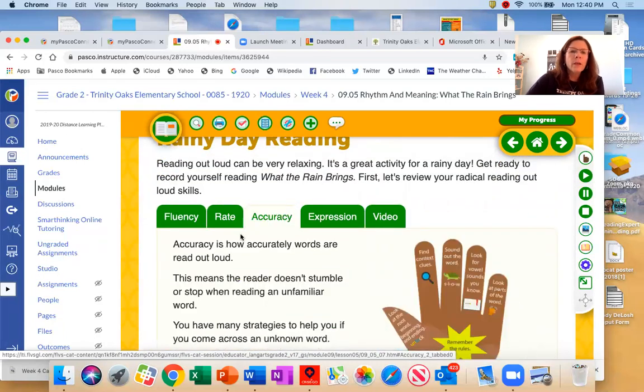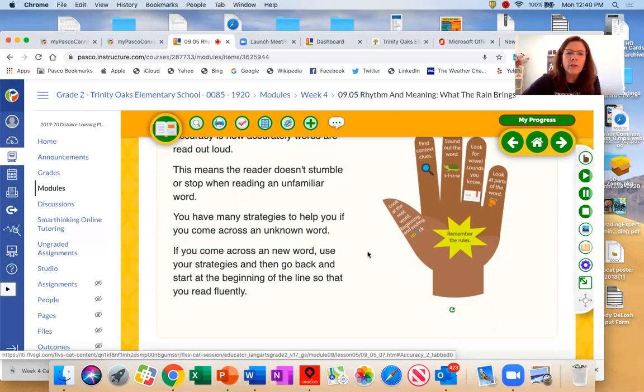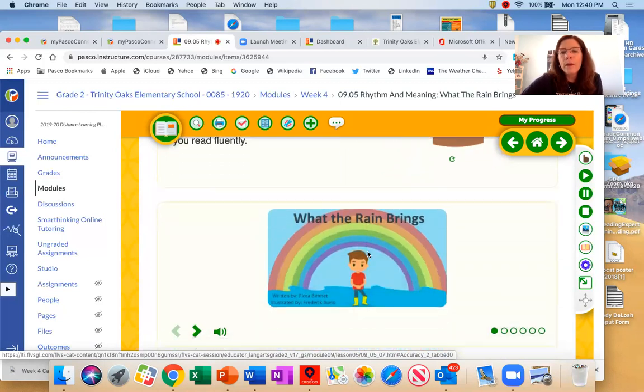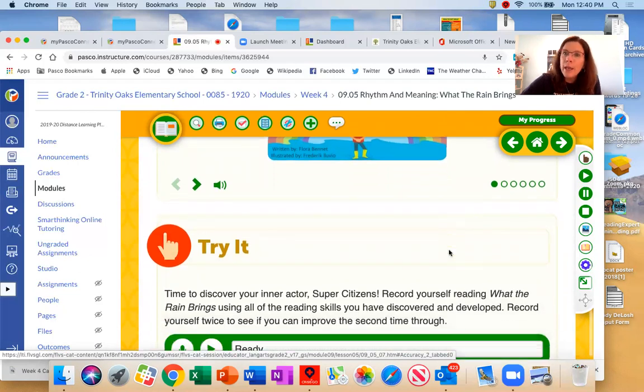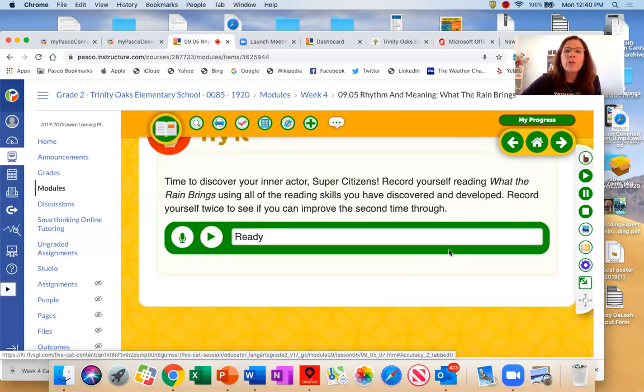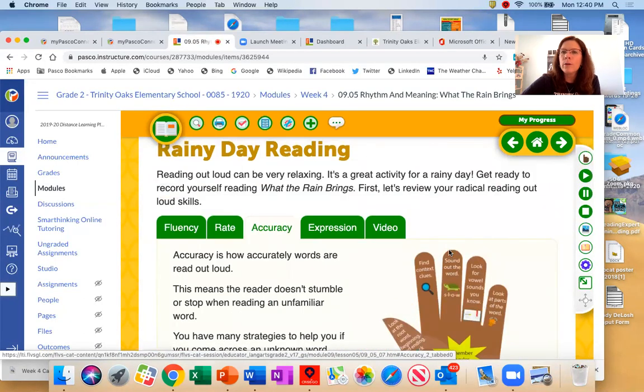Accuracy. It's how accurately words are read out loud. That means you don't stumble or stop. All right, and you have many strategies to help you when you come across an unknown word. And they give you those 5 strategies that we talk about often in class. So look over these strategies when you're doing your lesson. Here we go. What the Rain Brings. You have those tabs. Now they want you to tape yourself reading it and making sure that you're reading those words accurately. You're not saying the words wrong.